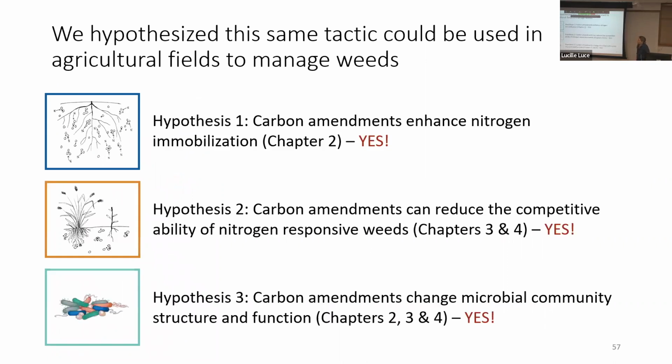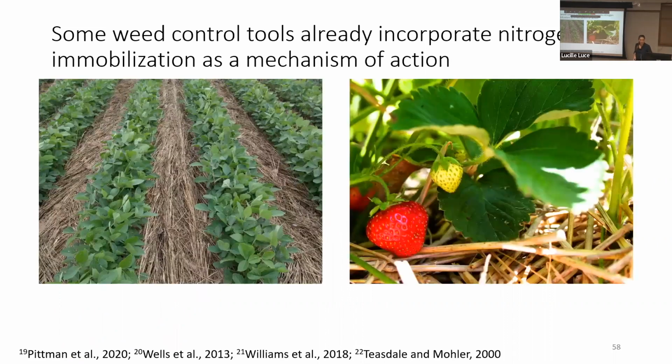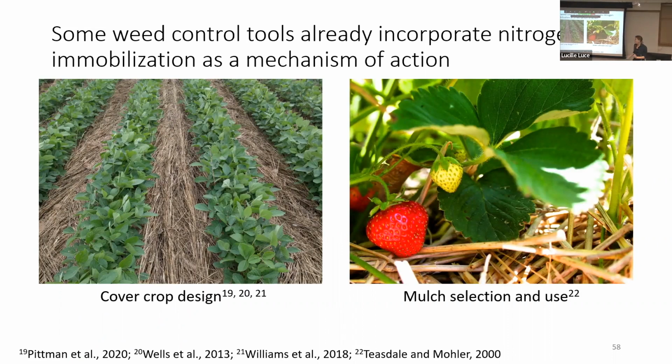So we've addressed all three of these hypotheses, but I want to zoom back out and say that nitrogen immobilization is really important for weed control. People use cover cropping as a weed control tool and mulching as a weed control tool. And both of these are probably immobilizing nitrogen. There've been several studies, especially within cover cropping, that have looked at nitrogen immobilization. So I hope that this research can improve cover crop design and mulch selection and use.